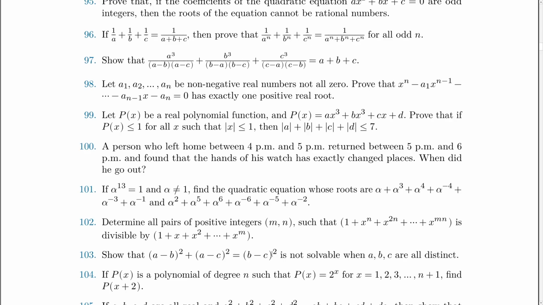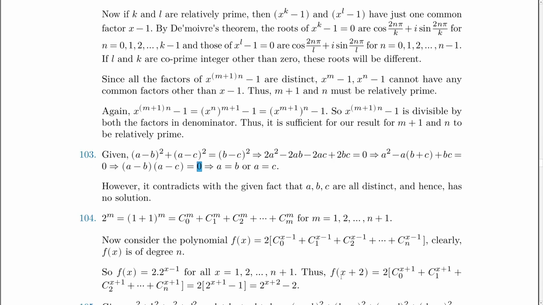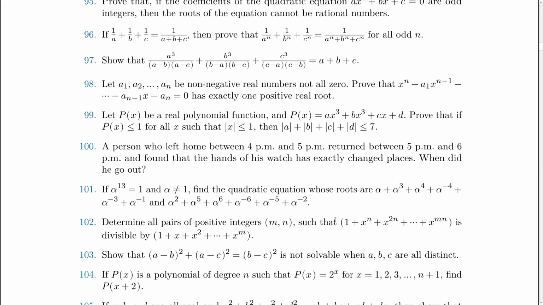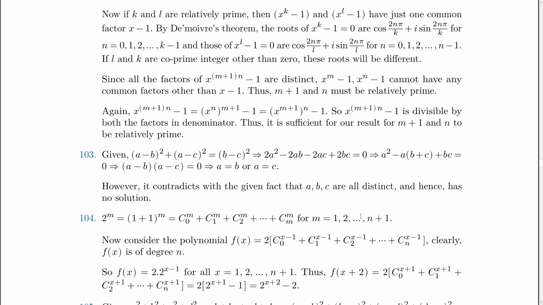Question 104 says that if p(x) is a polynomial of degree m such that p(x) is equal to 2 to the power x, for x equal to 1, 2, 3 up to n+1, find p(n+2). Okay. So we write 2 to the power m as (1+1) to the power m, which is equal to mC0 + mC1 + mC2 up to mCm, for n equal to 1 up to n+1.